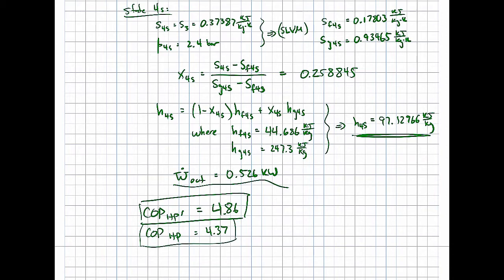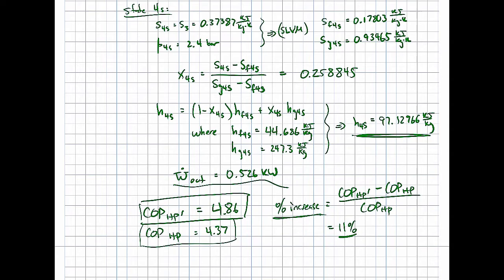Not a whole lot. In fact, if you look at the percentage increase, that'll just be the COP for the modified heat pump cycle minus the COP for the original, divided by the original. That comes out to be about 11%. So we've improved the efficiency of our heat pump cycle by about 11%. So that's an improvement. That's great. We always like improvements.